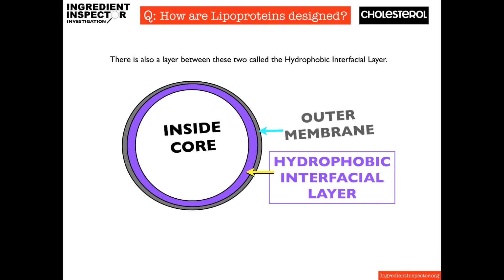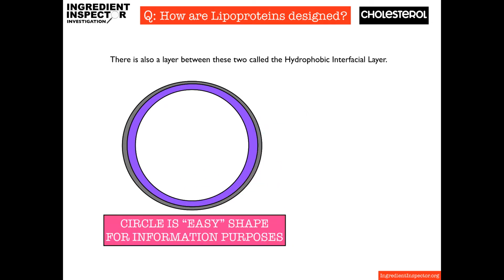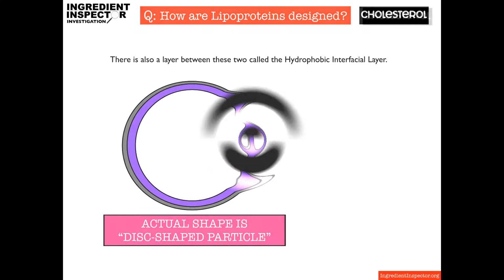We're going to focus really on the inside core and the outside membrane. The circle is an easy shape for information purposes. It's not actually completely circular like we're picturing here. The actual shape is what's described as a disc-shaped particle. So it's a little more like if you took a round circle and sort of smashed it a bit, it wouldn't be perfectly circular. It would be what they call disc-shaped.